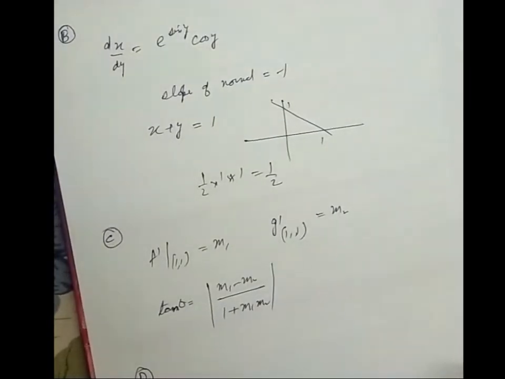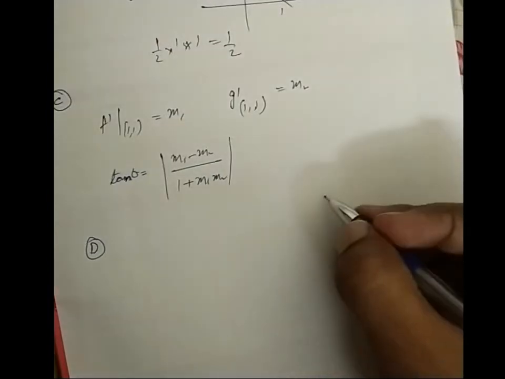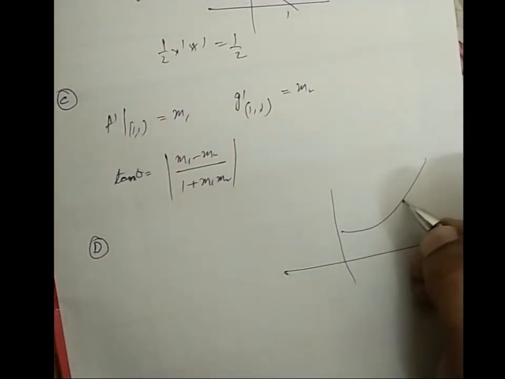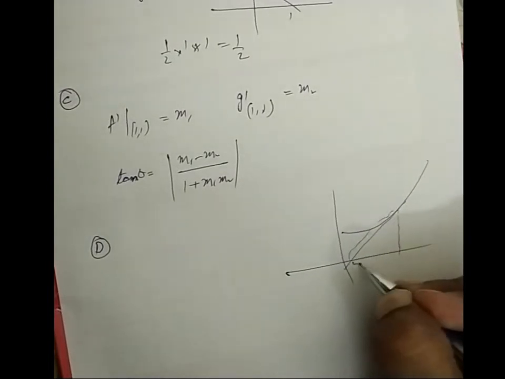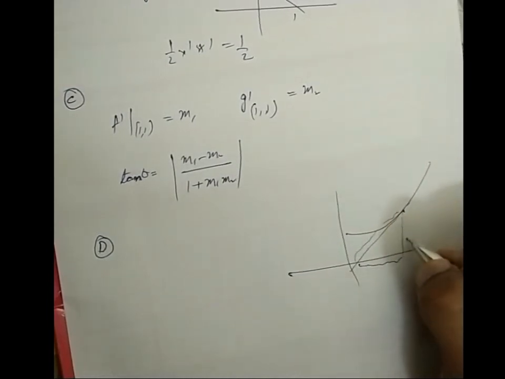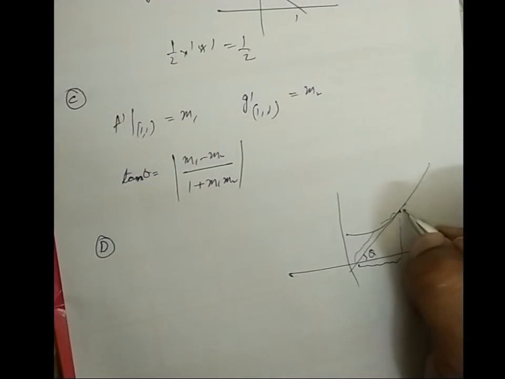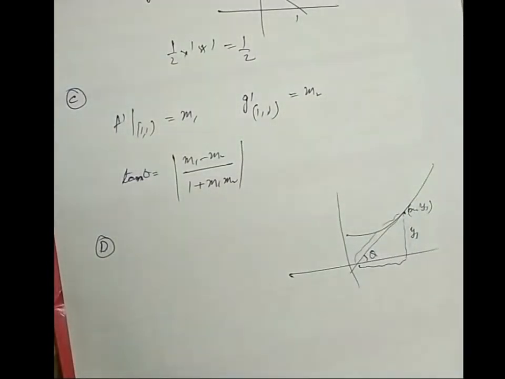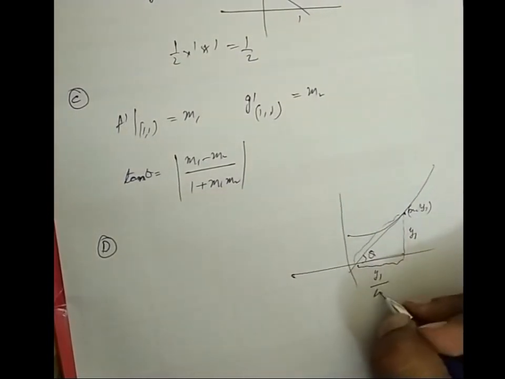Moving on to part D, the length of subtangent. For any curve, this is the length of tangent and its projection is the length of subtangent. So if this point is x1 y1, this is going to be y1, and the subtangent would be y1 upon tan theta.